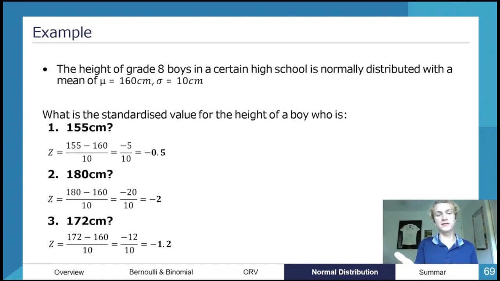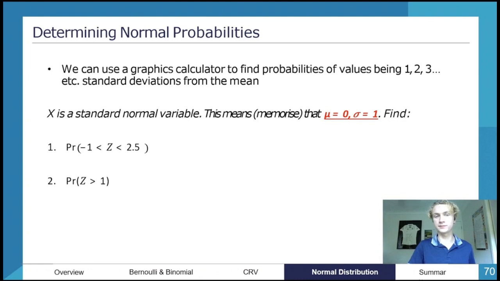And because these are all negative, that means that these boys are all below the mean, well, except for those last two. I've made a mistake there. I've got two negative signs when it should be positive. So that's my bad. These values should be positive. So essentially z is how many standard deviations we are away from the mean.